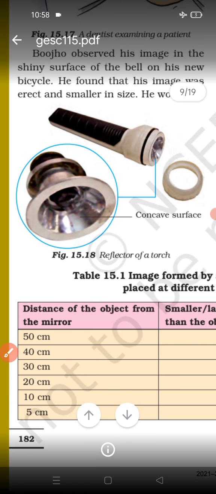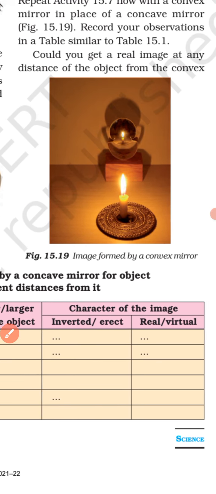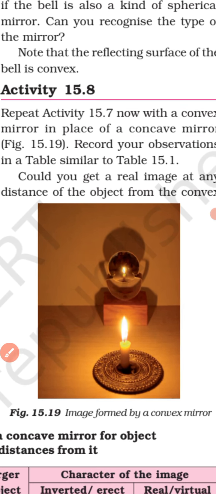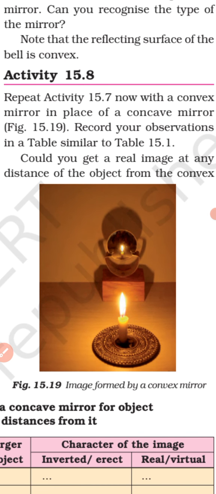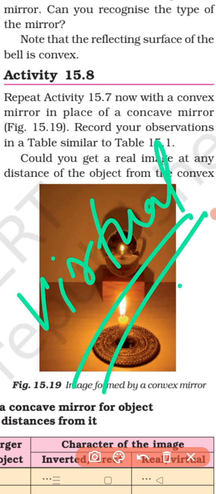That means when the convex mirror is placed at a distance of 50 centimeter from the object, the candle flame, what will be the observation in this case? You have to note it down. What type of image will you get? Either it will be inverted or erect, or it will be real or virtual. You have to note down for everything. But one thing you should remember for a convex mirror is that whether an object is placed at a distance or close to the convex mirror, it always forms a virtual image. Always. A convex mirror always forms what?